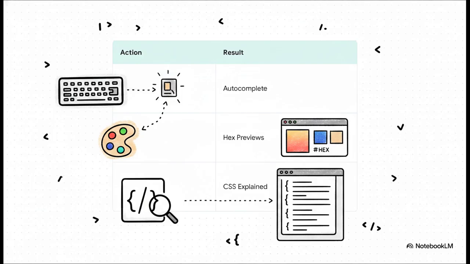When you're typing out Tailwind classes, the extension gives you these smart autocomplete suggestions instantly, meaning you don't have to memorize thousands of class names anymore. When you're choosing colors, it pops up these fantastic inline hex color previews right in the editor, so you know exactly what shade of blue you're applying. And honestly, my absolute favorite feature, if you hover over any utility class, it actually explains the underlying raw CSS to you. It's incredibly convenient and it prevents so many styling mistakes.